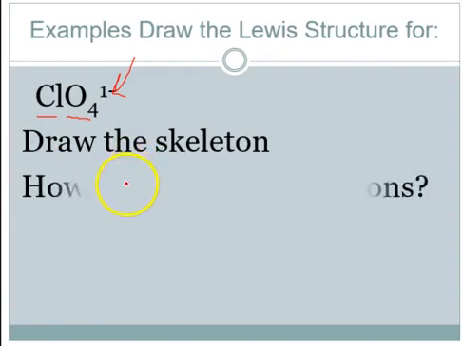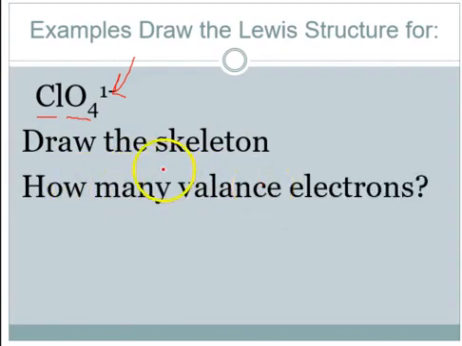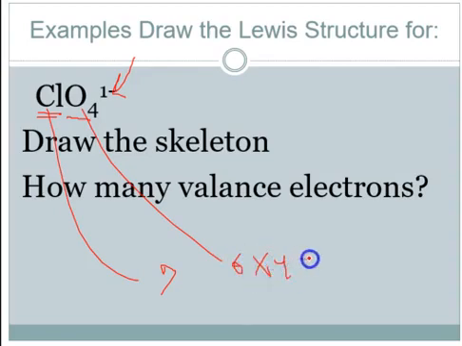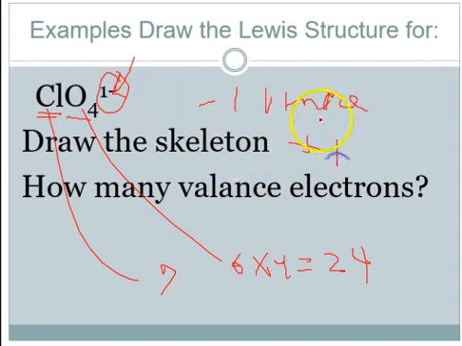Then I have to count how many valence electrons. So how many valence electrons does that have? So I've got 1 chlorine. That means I have 7 electrons, and I have 4 oxygens. And each oxygen is worth 6, and I have 6 times 4. So I have 24 valence electrons for the oxygen. And then you've got to figure out, what does having a -1 charge mean? 1 more electron. So you're going to add an electron because of that -1 charge. So it's 24 plus 7 plus 1.